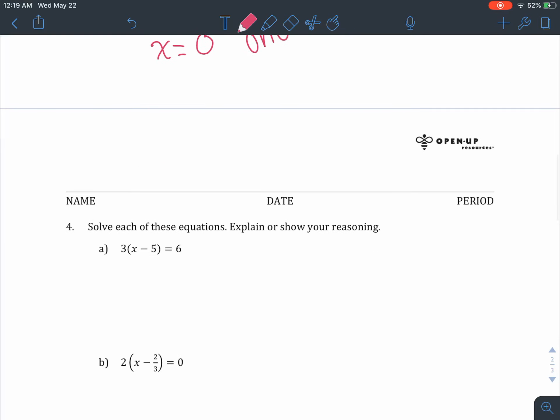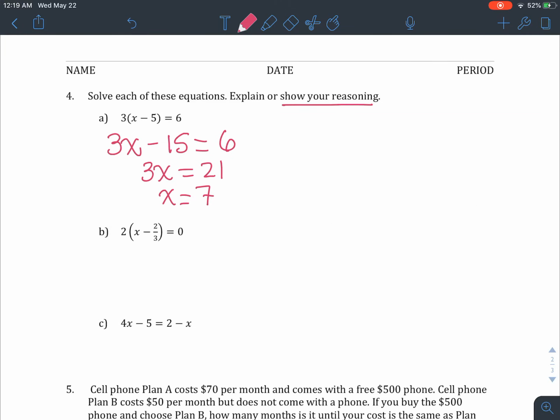Okay. Now we're going to do a little bit more solving here, and you're going to show your reasoning. So you want to distribute a little bit. This is technically one-step equations a little bit today, or two-step. Add 15 to both sides. X equals 7. Okay. For 4b, we're going to distribute the 2. And then I'm going to be left with 4/3 equals 0. Then I'm going to add 4/3 to both sides.